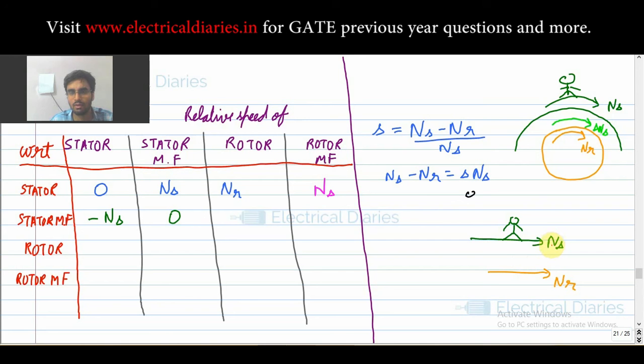See, ns is always greater than nr. It is the case of motor. So I will see that my rotor is moving backward with a speed of minus s ns, or you can say it as nr minus ns. So that I will observe. So it will be minus s ns.